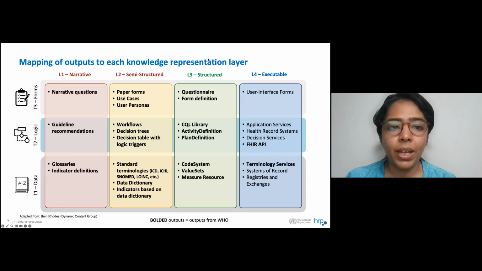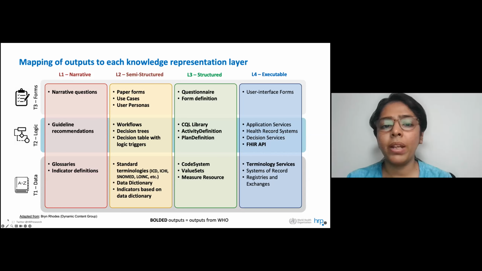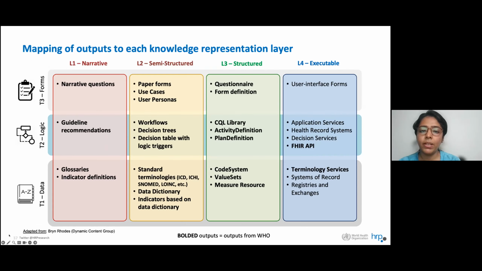Similarly, on the guideline renditions, the L2 content has workflows, decision trees, decision tables, which in the L3 becomes the CQL library, which is the clinical quality language. And then in FHIR, there are artifacts that define the patient's care pathway, which is represented as a plan definition or an activity definition, which in the L4, by the use of APIs, can provide decision services or app services. Similarly, on the glossaries or indicator definitions, we map to standard terminologies like ICD or SNOMED, and we also define the indicators, which in the L3 map to code systems, value sets, measure resources, which any L4 software can use as terminology services. Everything that you see in bold is provided by or hosted by WHO. Everything else that's not in bold is an adaptation that a country must make while they are adopting these knowledge layers.